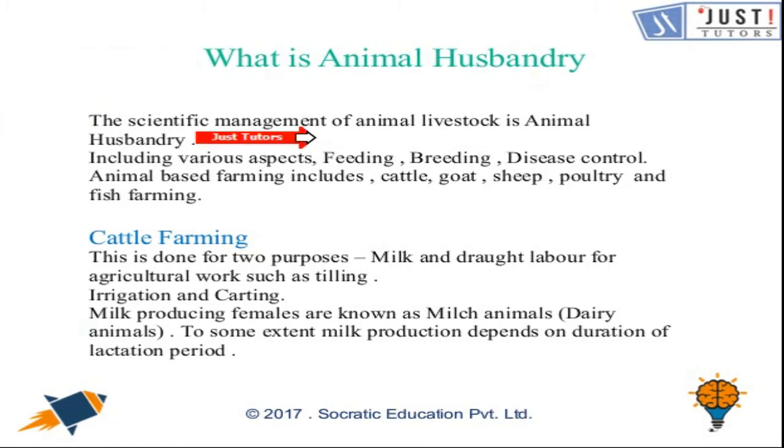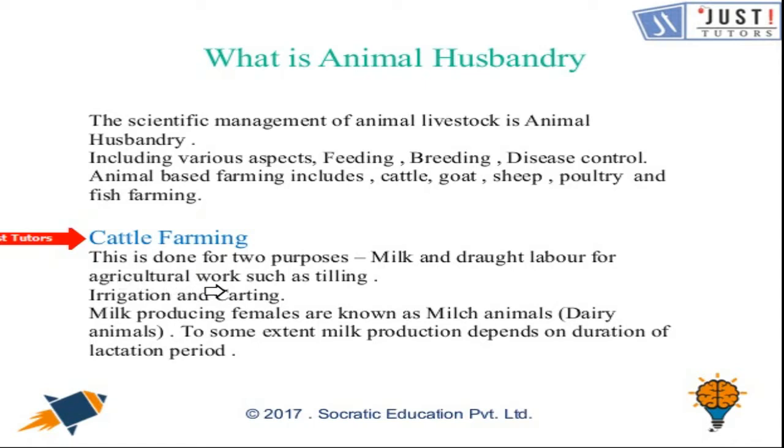The scientific management of animal livestock is known as animal husbandry. It includes various aspects like feeding, breeding, disease control, and so on. So, animal based farming includes cattle, goat, sheep, poultry, and fish farming. This is what we'll be talking about in the video today. So, let's start with cattle farming.